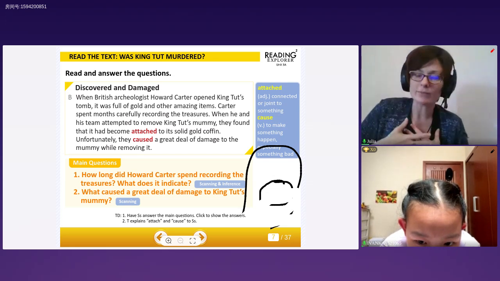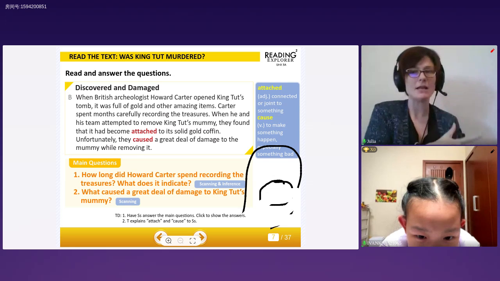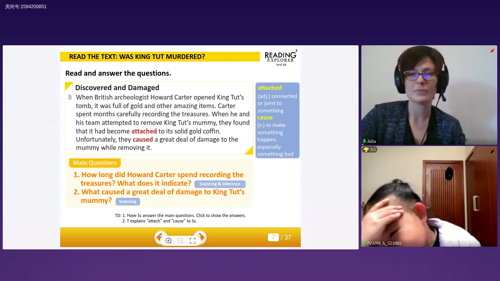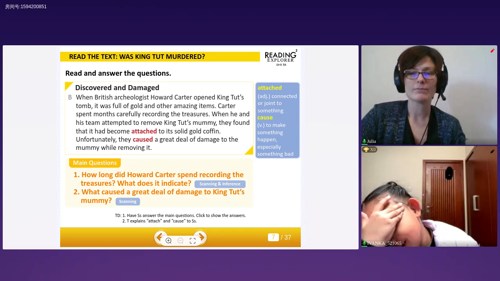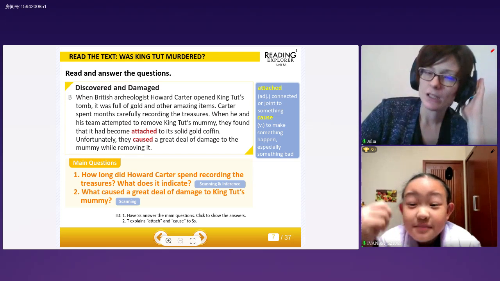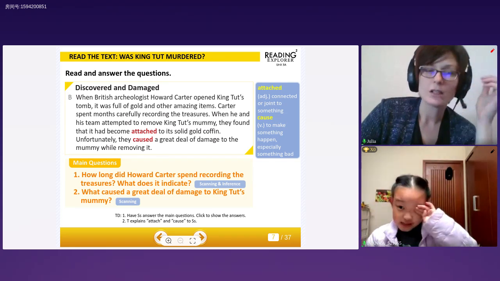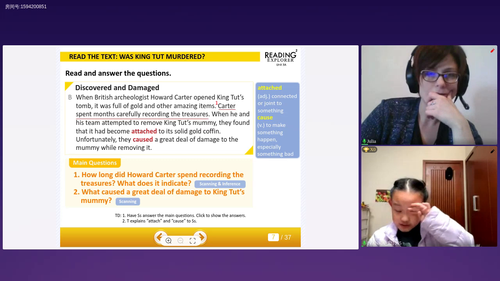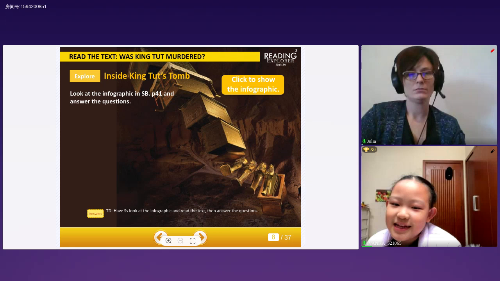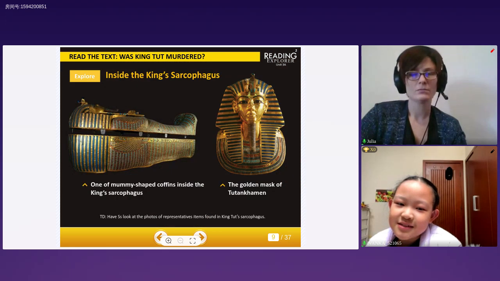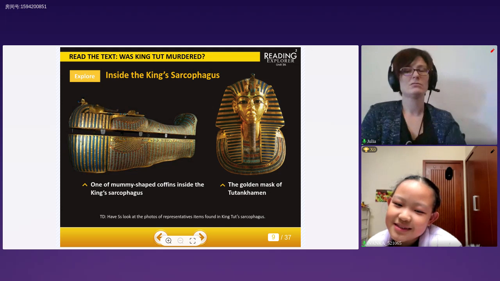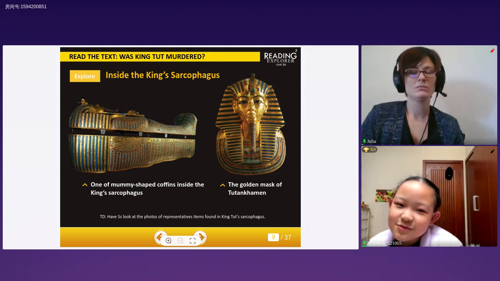How do we know that Howard Carter and his team members damaged King Tut's chest? Because, according to the text, they said at the end that King Tut's chest was damaged because of the removal.